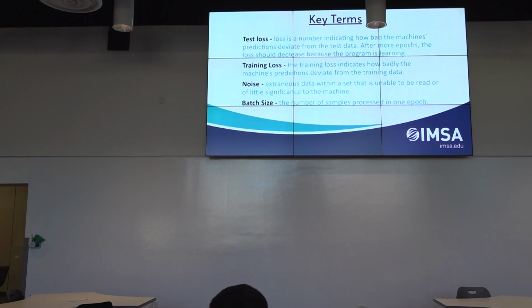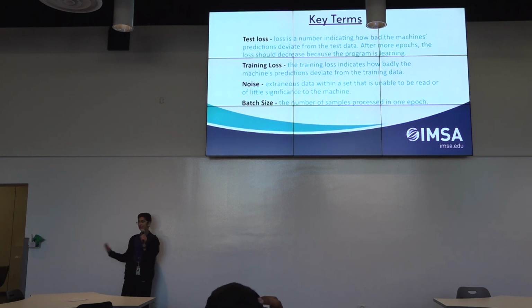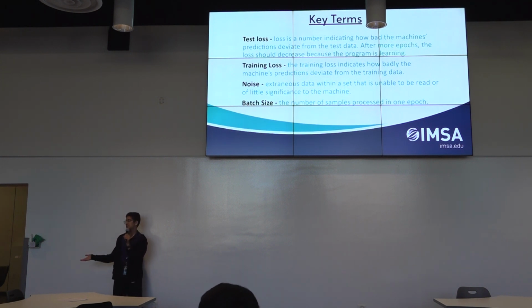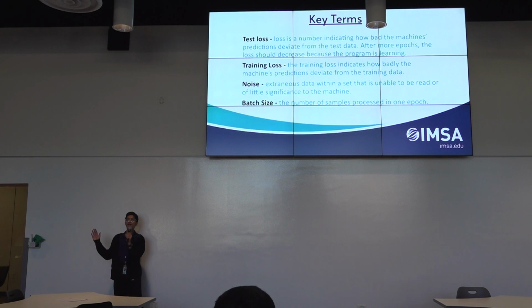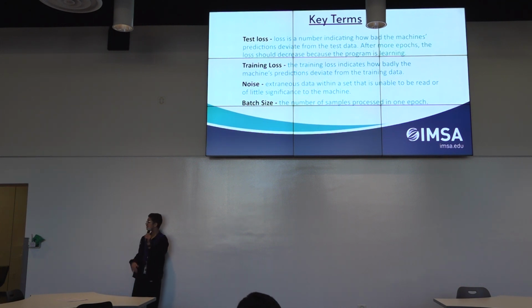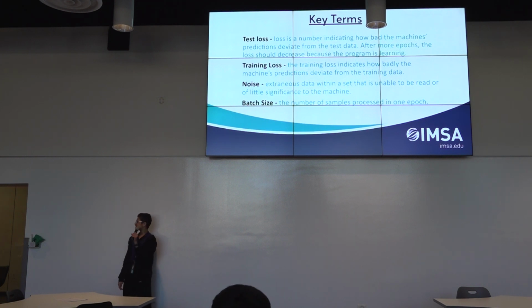Test loss and training loss are the errors that you see when you run a neural network. After an epoch, the training loss is however different your output is from what you want it to be. And the test loss is the same, but when you're testing it, when it's not working on predetermined data. Then there's also noise. Noise is extraneous data, which does not conform to the overall pattern or has significant error to the point where it's inconsequential to the neural network. And the batch size is just the number of samples that you can process in one epoch of testing.